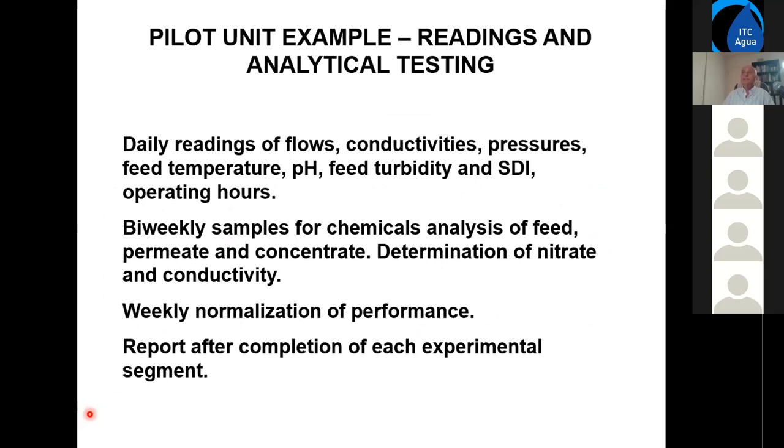So for reading and analytical testing, the daily readings of flows, conductivity, pressure, feed temperature, turbidity, and operating hours. These are the normal parameters of every plant, and they also apply to the pilot plant. Biweekly samples of chemicals to determine nitrate and conductivity, weekly normalization of performance, and a report after completion of each experimental segment. We finish a segment, we evaluate all the data, write the report, send it for approval and go to the next one. So we will have reliable data which will have some meaning for us.